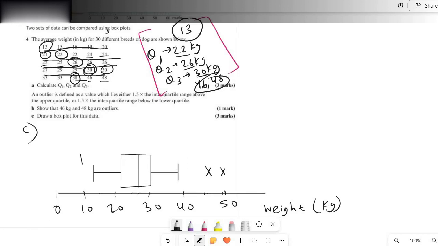Here we have the lowest value at 13. Then this is going to be Q1, which is 22. It is going to be Q2, which is 23. Then we have Q2, which is 26. And finally, we have Q3, which is 30. And the highest value is going to be at 38. And the anomalies or outliers are 46 and 48.